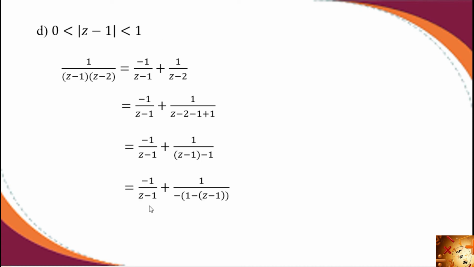Then the second fraction, 1 by z minus 2. Here we want to add and subtract 1. So minus 1 by z minus 1 plus 1 by z minus 2 minus 1 plus 1. Then rearranging, we get minus 1 divided by z minus 1 plus 1 by z minus 1 minus 1. Already the modulus of z minus 1 is less than 1. So here, minus 1 divided by z minus 1, taking minus 1 outside, that is 1 divided by 1 minus (z minus 1), that is equal to this expression. So this is the answer for 0 less than mod z minus 1 less than 1.